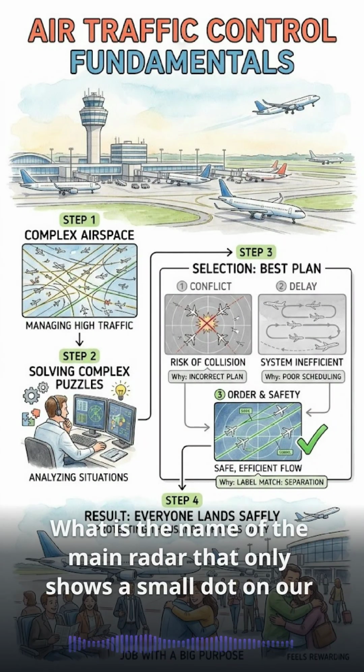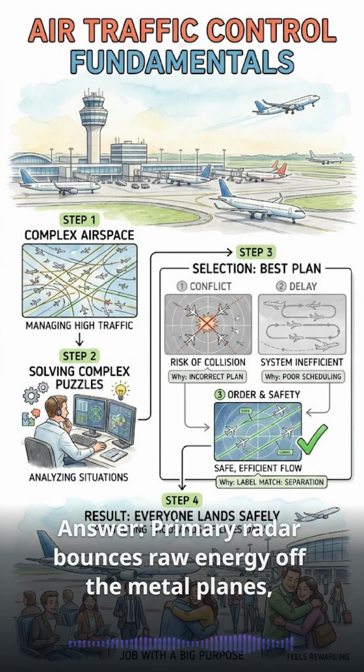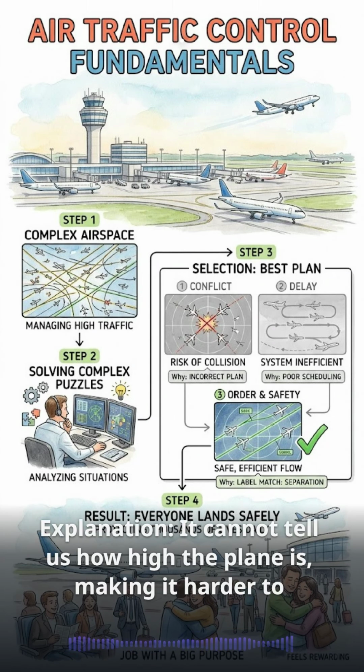40. What is the name of the main radar that only shows a small dot on our screen? Primary radar bounces raw energy off the metal planes, showing only a dot without an altitude. It cannot tell us how high the plane is, making it harder to separate the traffic safely.